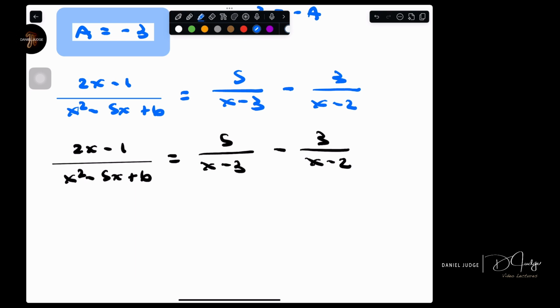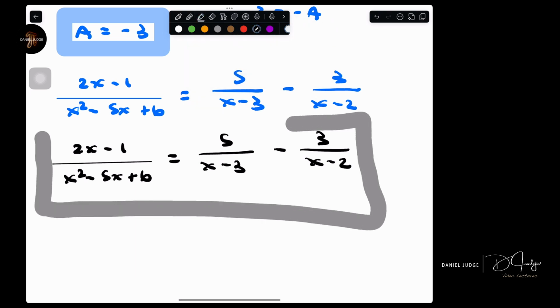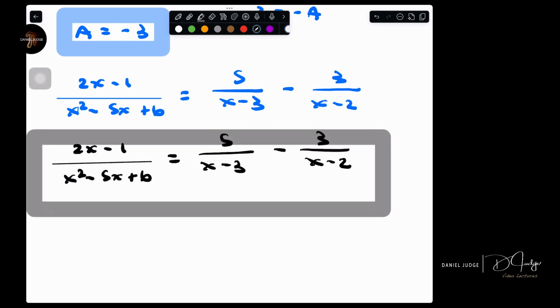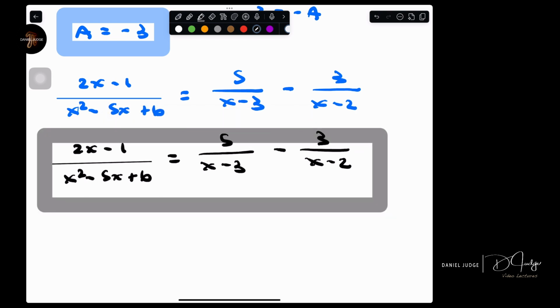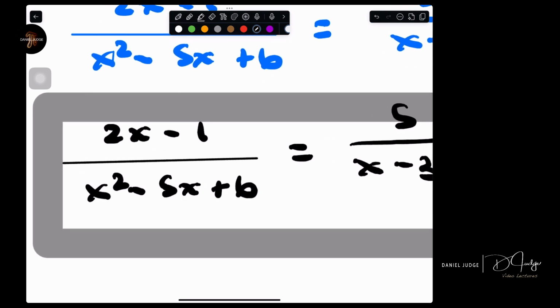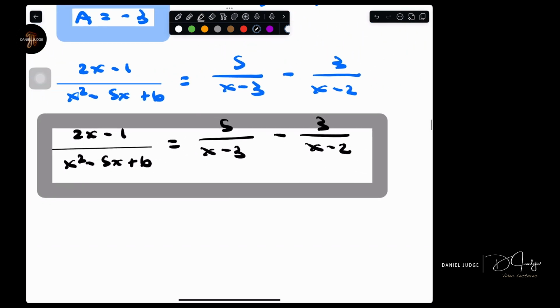And so, ladies and gentlemen, here you go. You're going to get your original rational function on the left here written as a sum or difference of simpler rational functions. So this is partial fraction decomposition, distinct linear factors.